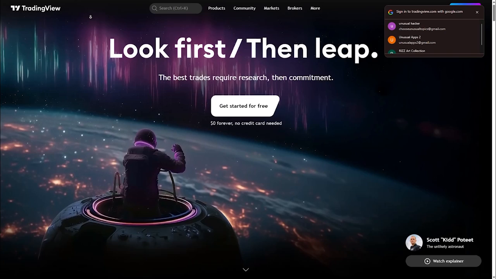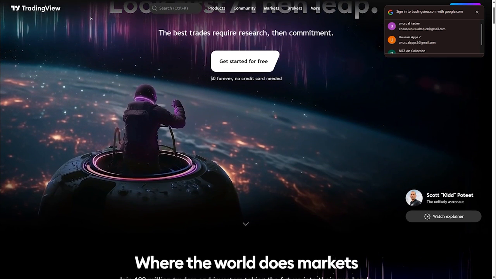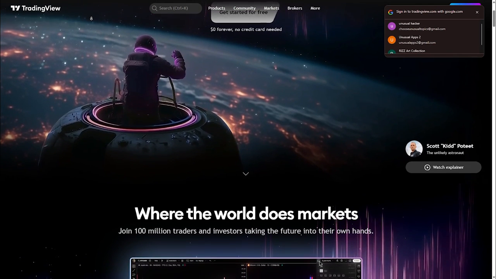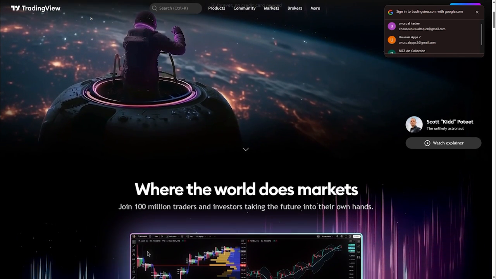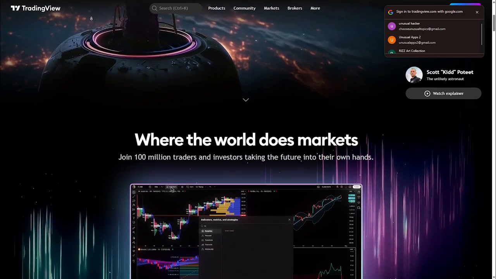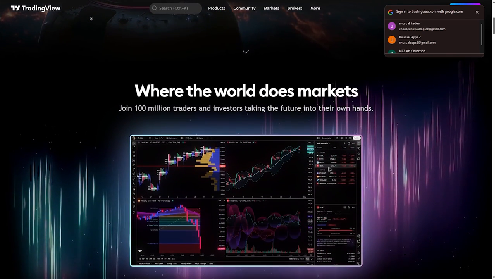On the other hand, TradingView is all about depth and flexibility. It offers advanced customizable charts with over 100 indicators and 90 drawing tools. You can screen stocks, ETFs, forex, crypto, and futures using over 220 filters. Plus, there's a massive social trading community with over 50 million users.